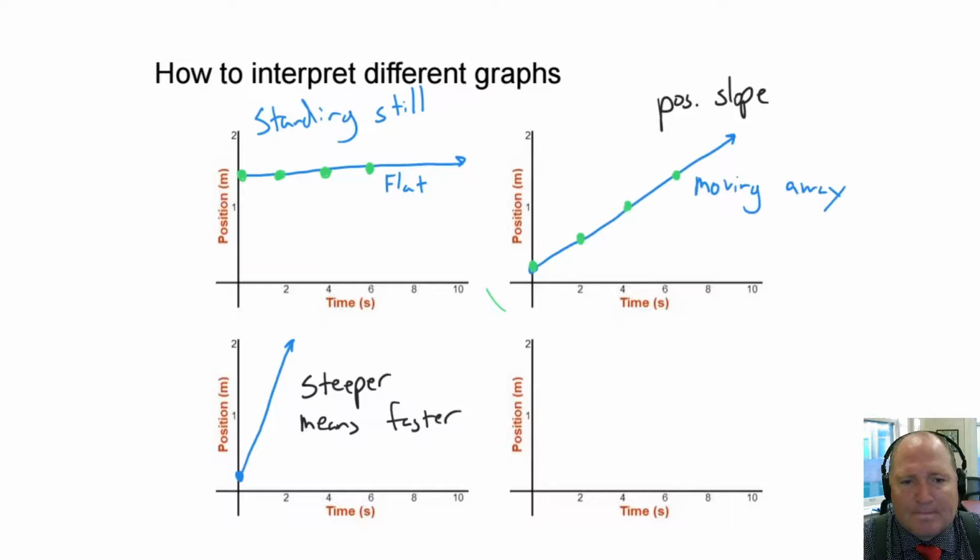And one last option here, at least for this slide, is we could have an object that starts far away from us and then starts moving towards us. Cool. So this is moving towards the observer. So, moving towards.